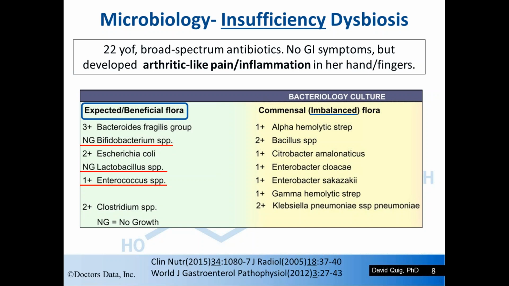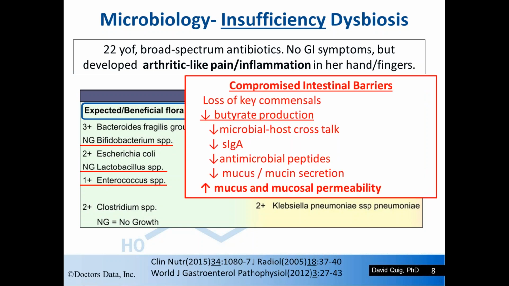And with insufficiency dysbiosis, we see no growth in this extreme case of bifidobacterium species, no growth of lactobacillus species, and very poor growth of commensal enterococcus species, and marginal growth of the commensal Clostridium species. When this happens, with this loss of our key commensals, we get a compromised intestinal barrier system. That is primarily due to the decreased butyrate production by the commensals.